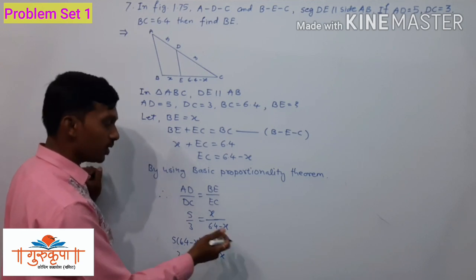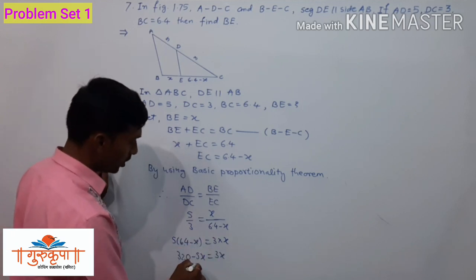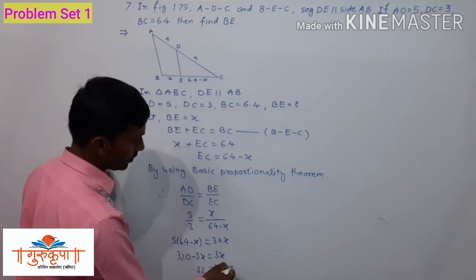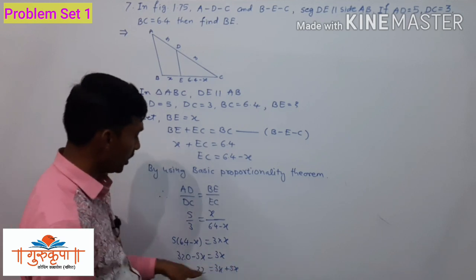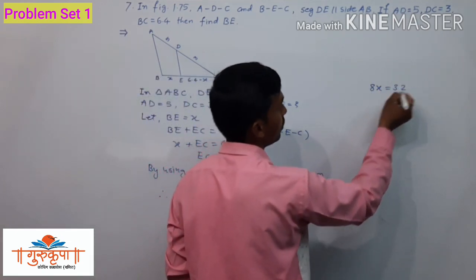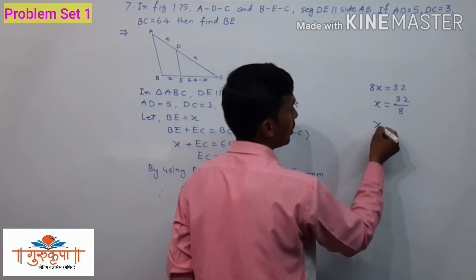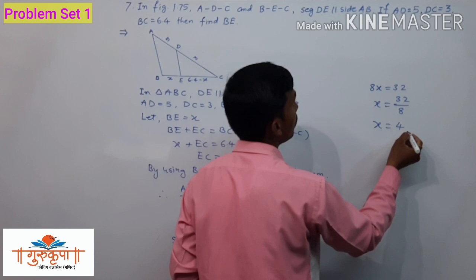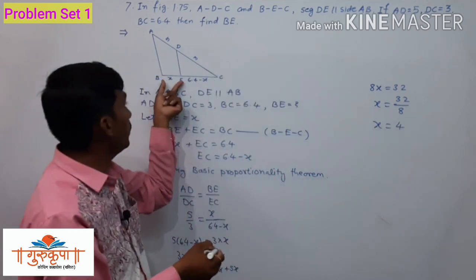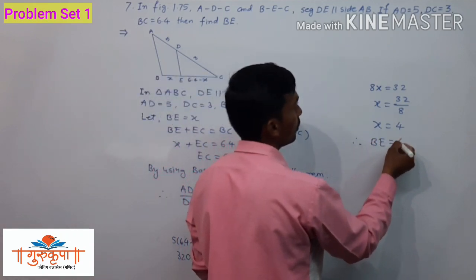Transfer this minus 5X to the right side, it will become plus 5X and we have 8X there. So here 32 is remaining, it is equal to 3X plus 5X. Now we get 8X is equal to 32. So X is equal to 32 divided by 8, that is X is equal to 4 units. X is nothing but BE. So here we can write BE is equal to 4 units.